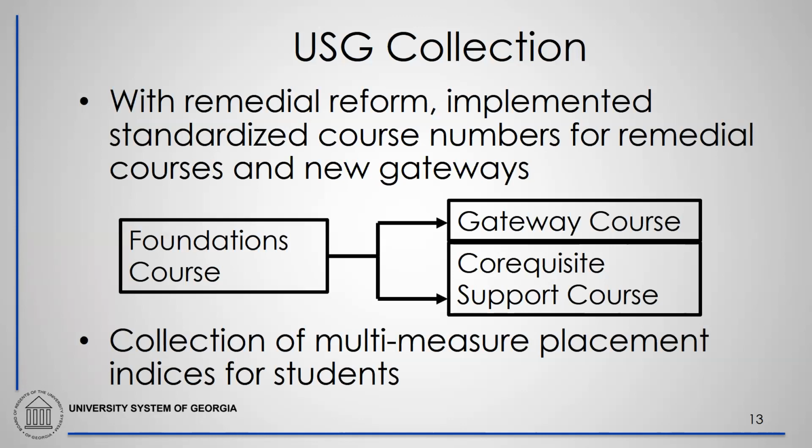We also collected at system level a placement index. We had moved from using one high stakes test for placement into the foundations versus the co-requisite. We've moved away from one high stakes test to a multi-measure placement index that was for SAT or ACT plus GPA, and then if one of those wasn't present, another campus-based test like the Compass was implemented. So we collected that placement index as well, so that we were able to do subsequent analysis on how students did based on their placement index.